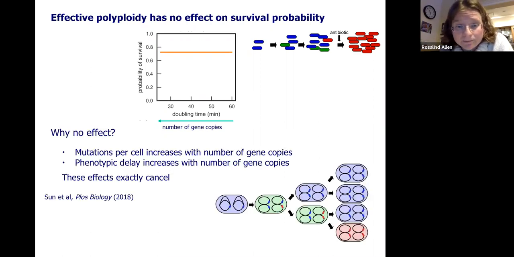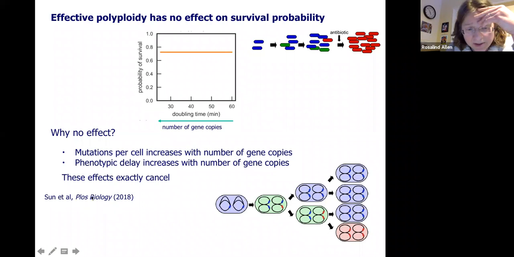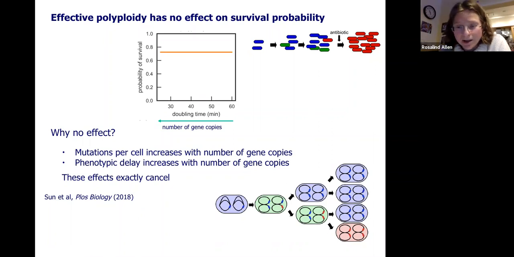So why is that? Well, it turns out to be because of a cancellation of two effects, which actually, we didn't discover this. It was discovered in Bonhoeffer's study. So what happens is, as I showed before, as you increase the number of gene copies, the length of the phenotypic delay increases. But as you increase the number of gene copies, you also have more chances to get a mutation, because if you've got, say, 4 copies of the gene in the cell, then you've got 4 chances for that cell to get mutated. And it turns out that those factors exactly cancel.